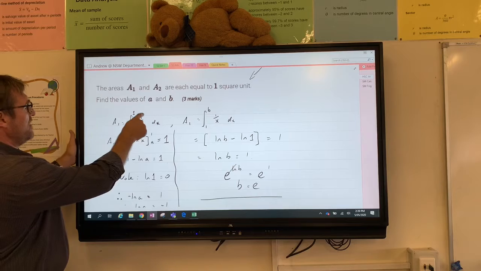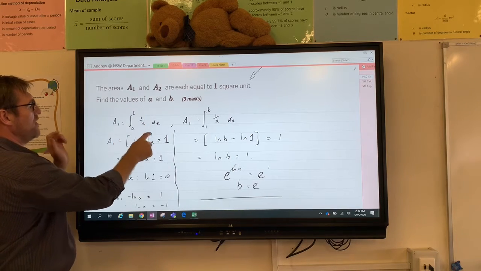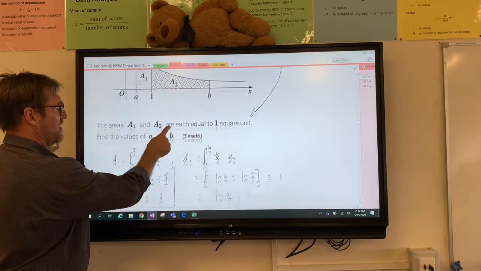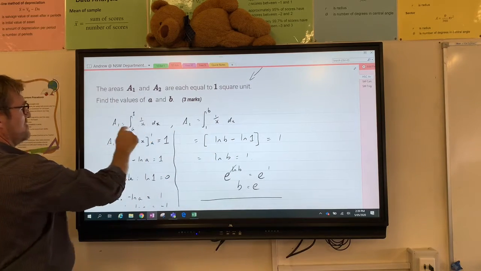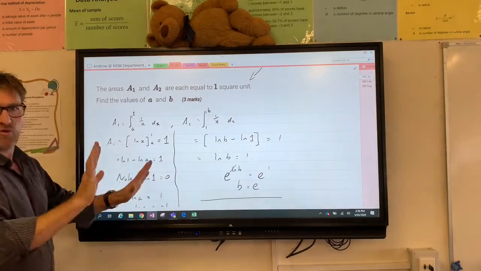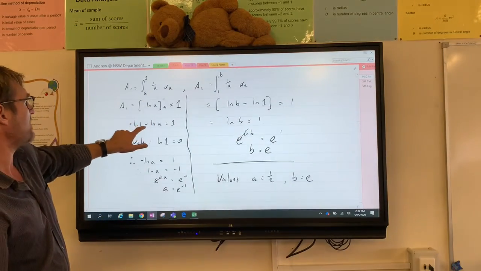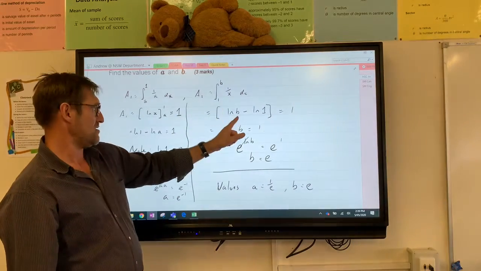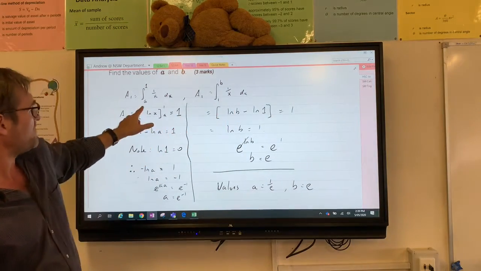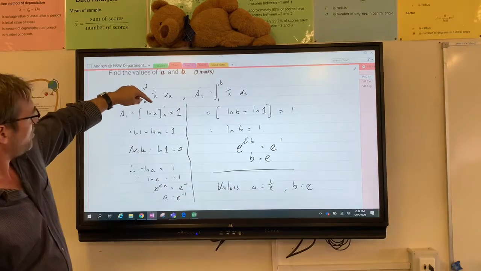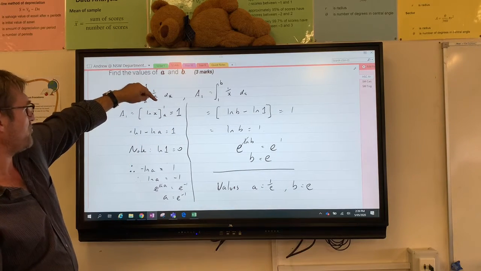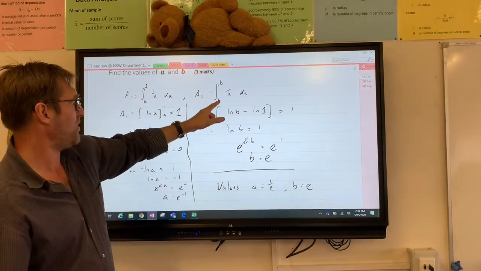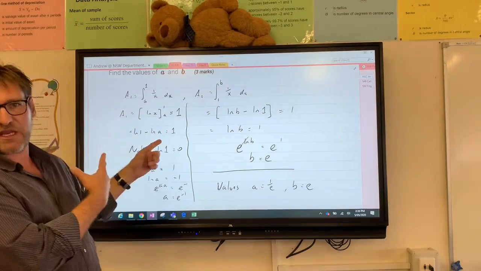You're told here's area 1 and it runs between 1 and A, and here's area 2 that runs between 1 and B. So I've broken it out as two parts. All we now do is integrate 1 on x, that's log x. Here the top boundary was 1, the lower boundary is A. This one, our top boundary was B, our lower boundary is 1.